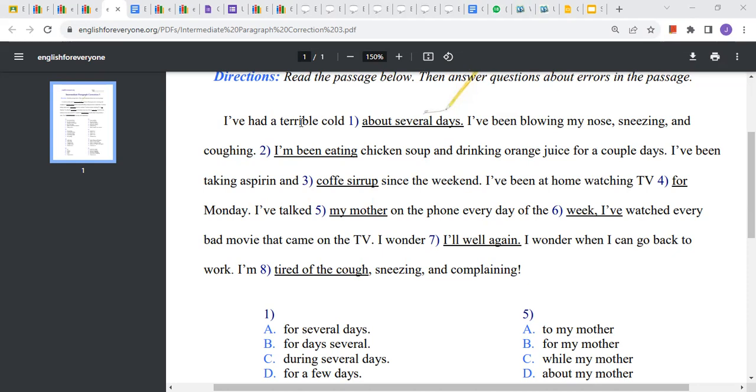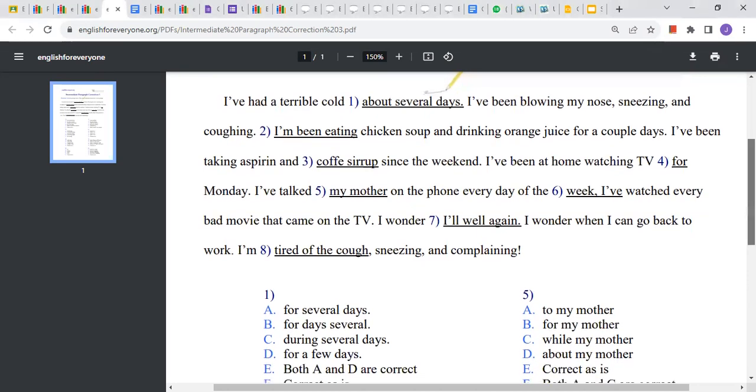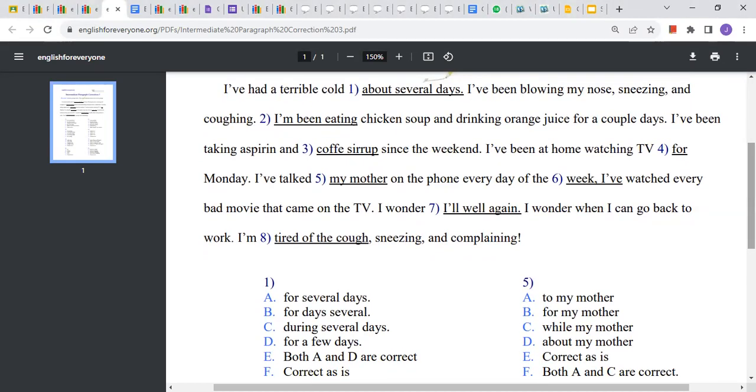Very good, Moataz. Thank you. I've had a terrible cold about several days. What should we say? For a few. And we have our options here: for several days, during several days, for a few days. Both A and D are correct. We can say for several days, and we can say for a few days, because several and few are similar and can be swapped, since they both indicate an unspecified number. We could also say about several days, but since we added for, for about several days is also fine.